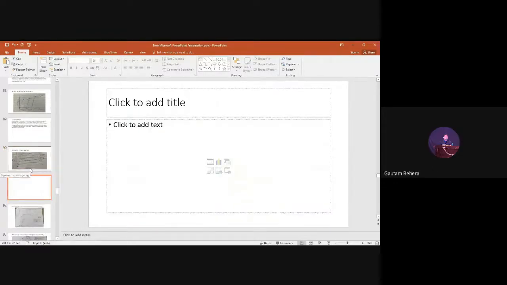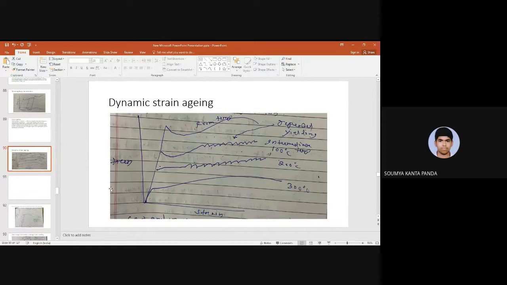Hello, sir. Yes. So why are there no serrations in that 300 degree centigrade line? Do you understand what may be the reason? Can you think of it? What may be the reason? Let's just try to figure it out. What is happening here?